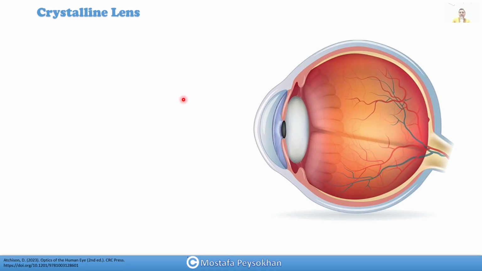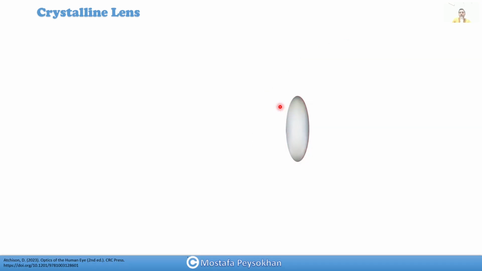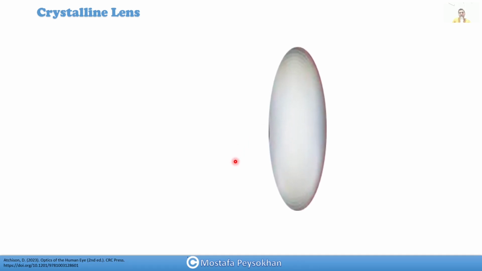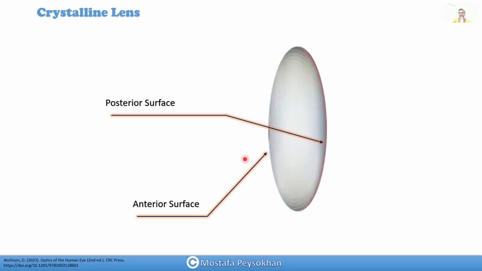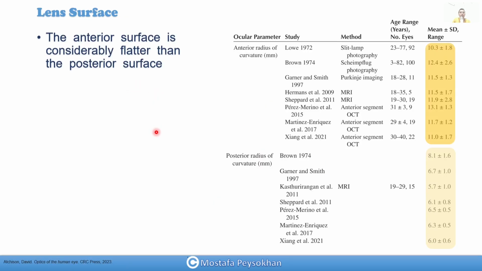So the crystalline lens is this part of our eye that, here is the cornea, we have a liquid here, the stop, and this part of our eye plays a very important role in keeping our retina in focus, and I explained it in another video. This part of our eye that we call the crystalline lens, or generally the lens, has two surfaces: the anterior surface, which is the front surface, and the posterior surface. Based on a lot of research about the radii of curvature of the anterior and posterior surface, we can say the anterior surface is flatter than the posterior surface.